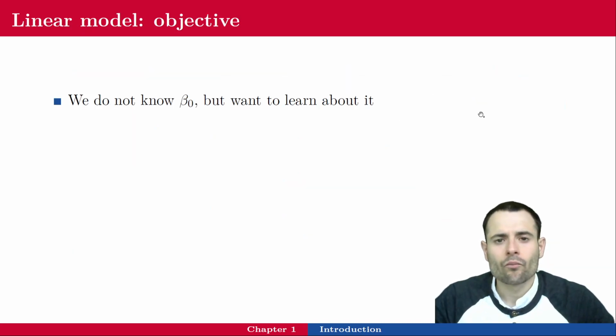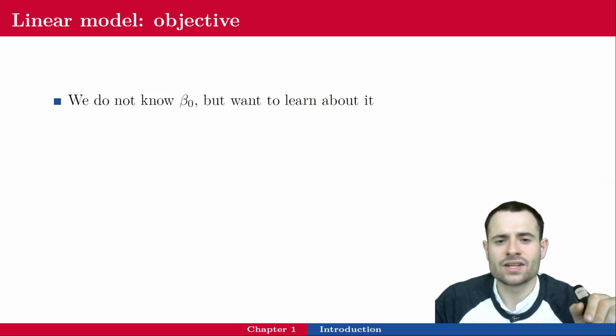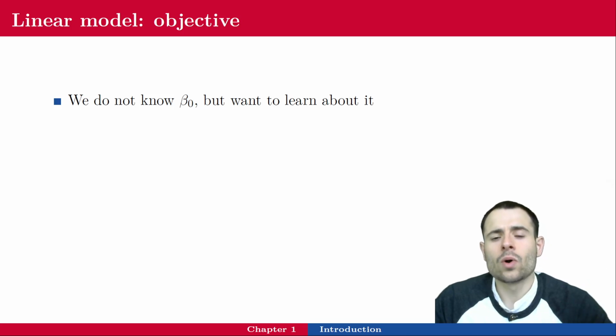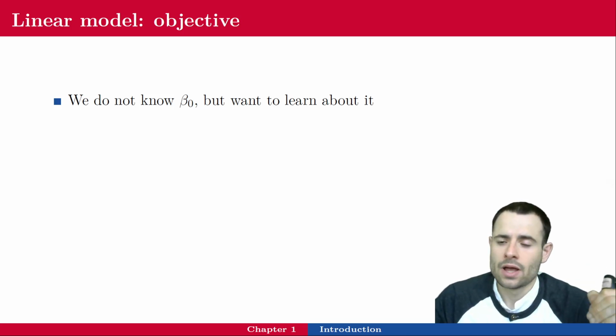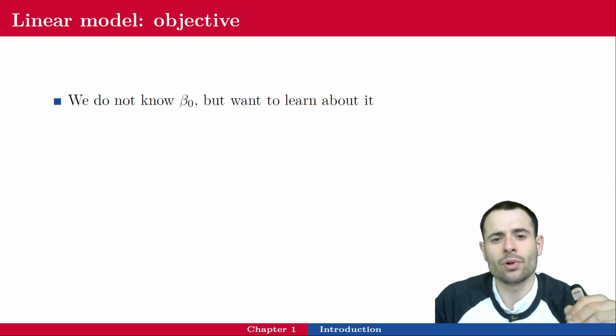So, what do we do with this linear model? What are we trying to achieve? Why make all of these assumptions? And some of them are hard to verify. Well, we do not know beta 0. We want to learn about it. We would like to know it. We don't have access to all of the data in the world. We only have access to a sample.